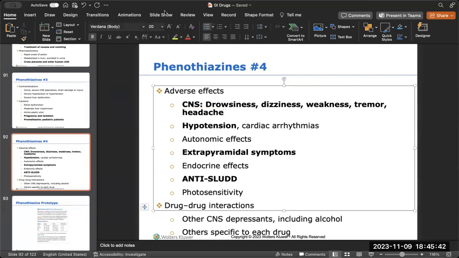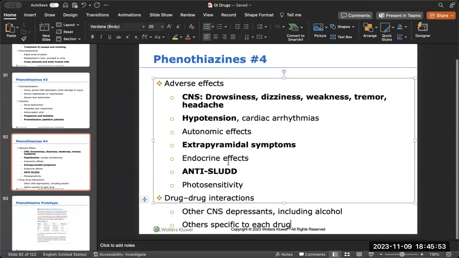So the adverse effects are CNS changes: drowsiness, dizziness, weakness, tremors, headache, hypotension, and extrapyramidal symptoms, like I said, because some of these are antipsychotics. They also cause anti-SLUD. So if you know salivation, lacrimation, urination, defecation, digestion, you're in good hands, because that is the cholinergic effect, but these also cause anticholinergic-like adverse effects. So it's good to know anti-SLUD. That's how I think about the word cholinergic: is it cholinergic, meaning it works on SLUD, or is it anticholinergic and causes anti-SLUD?